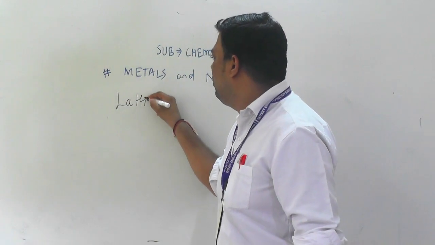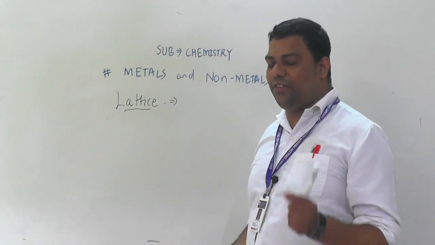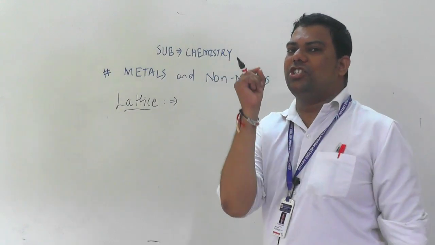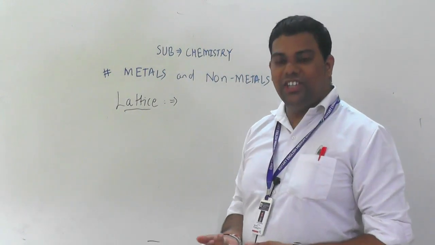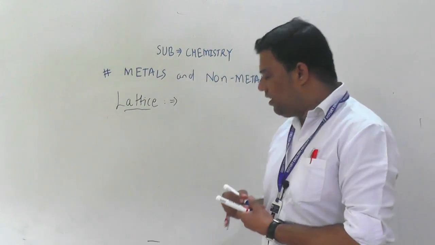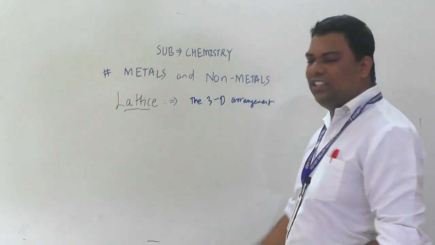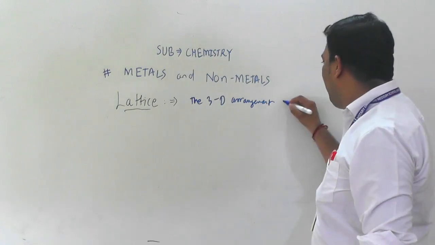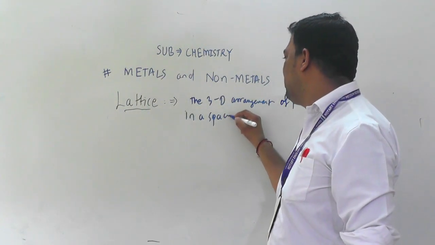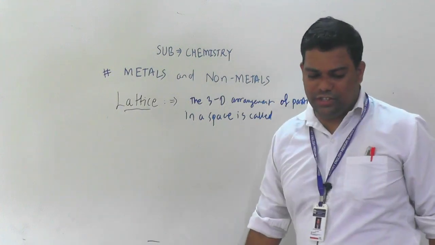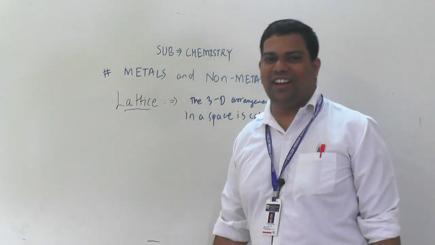Lattice. So here, one crystal lattice means one crystal of your sodium chloride. Suppose you are going to discuss one crystal of any compound, meaning how it will arrange. So see the 3D arrangement. What is your lattice? The 3D arrangement, or we can say the three-dimensional arrangement of particles in space. It's called lattice.